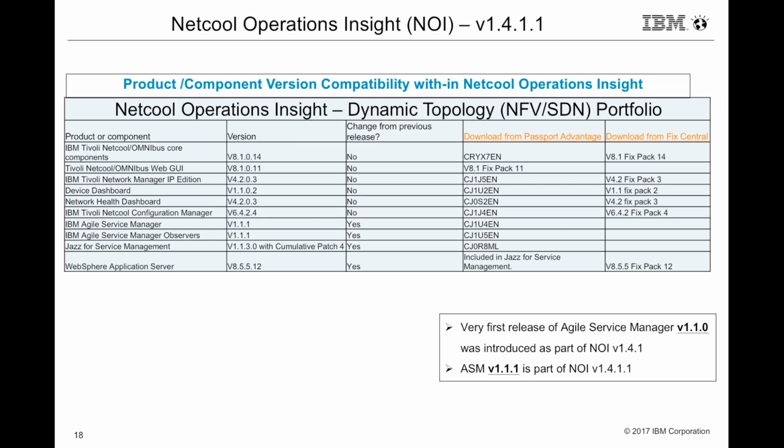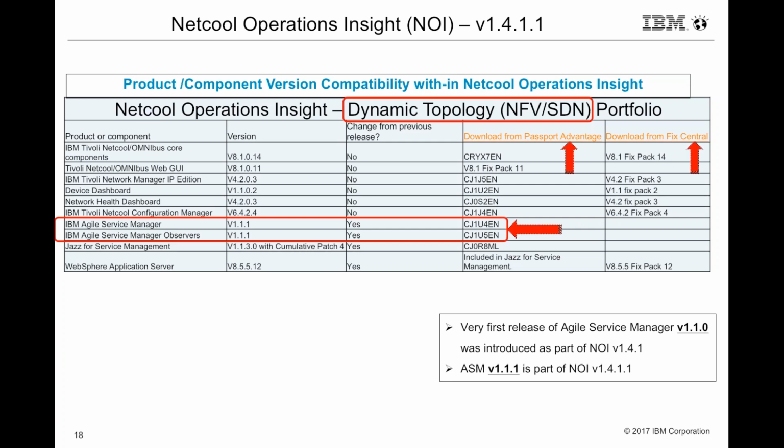So if you look at it overall, ASM is part of the dynamic topology, the pillar we talked about, and here we have two components: ASM core itself, and then ASM observers. When you download the ASM, one of the components there, the top one, CJ1, will bring both ASM core as well as the GUI piece.